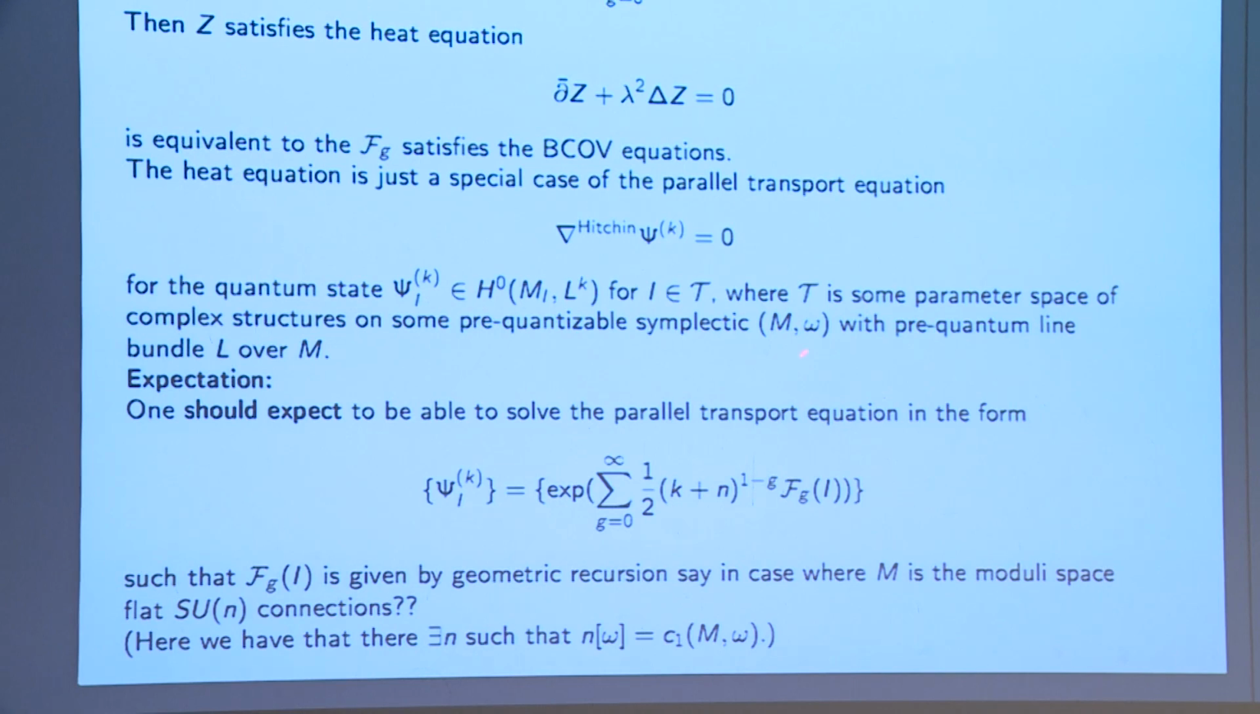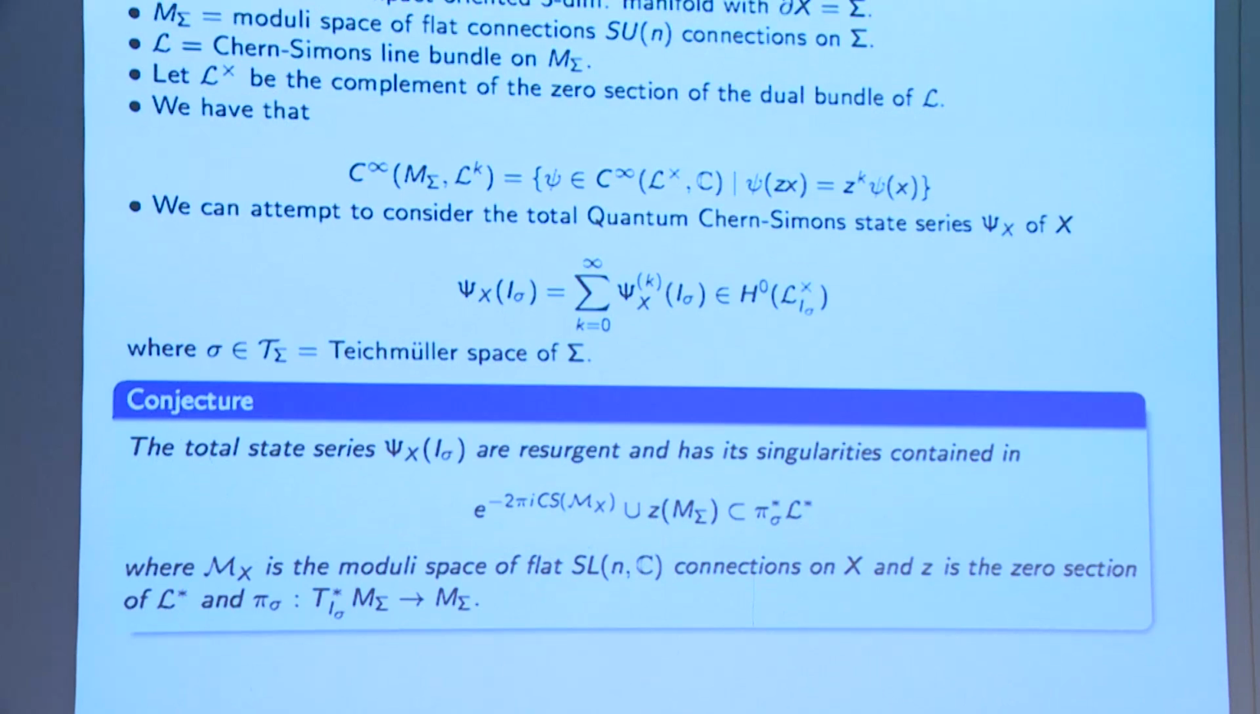And so I would say that one should expect that this parallel transport problem here can be solved in this form here again, where these FGs here should maybe be constructible via geometric recursion. Maybe one should first restrict to the case where this M here is the moduli space of flat SU(N) connections on the surface. So I don't know, but I would like to discuss this with people if they're interested.